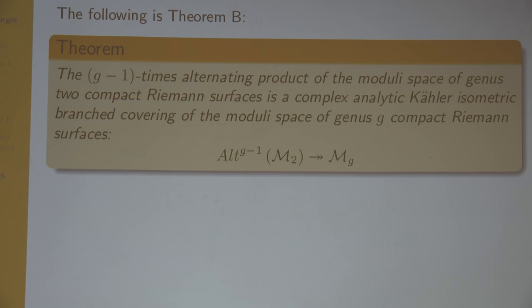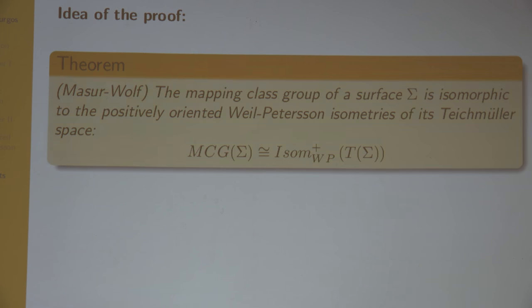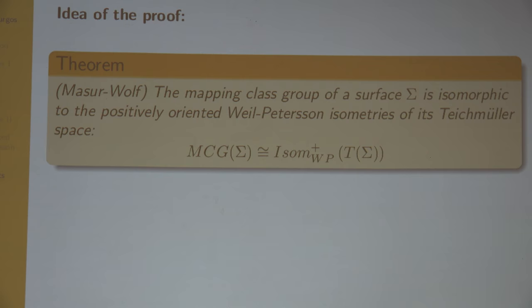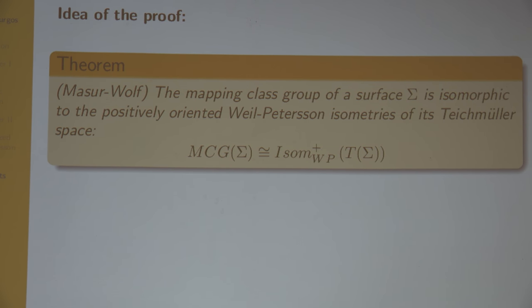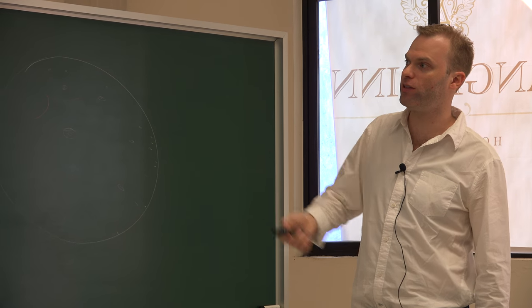And that's the theorem. And we recall theorem B: the 2g minus 1 times alternating product of the moduli space of genus g compact Riemann surfaces is a complex analytic Kähler isometric branched covering. Recall that everything is in the orbifold sense again of genus g compact Riemann surfaces. And the idea of the proof is to use the Masur-Wolf theorem. It is the analog of Royden's theorem for the Weil-Petersson metric. It says that the mapping class group of a surface is isomorphic to the positively oriented Weil-Petersson isometries of its corresponding Teichmüller space.